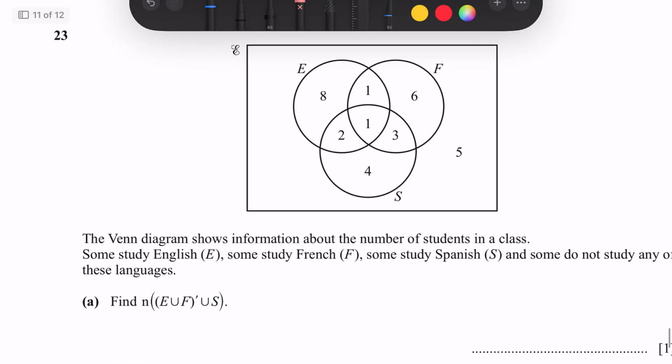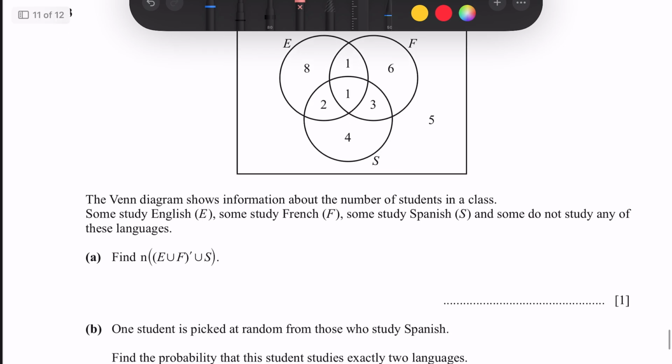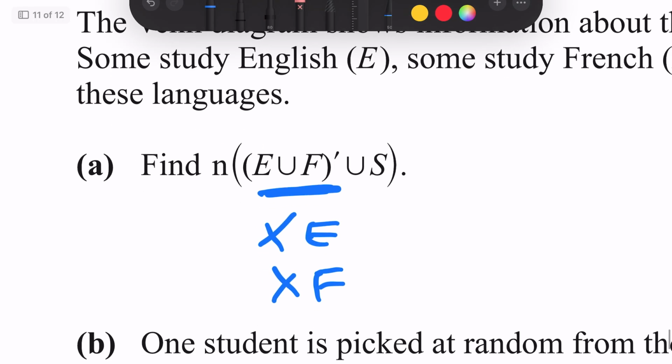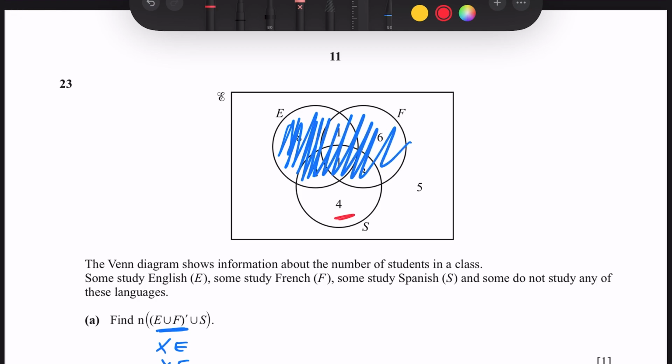23 says the Venn diagram shows information about the number of students in the class. Some study English, some study French, some study Spanish, and some do not study any of these languages. Find the number of (E union F)' union S. So if we break it down, (E union F)' means any numbers that are not in E and not in F, and also not in E union F. Because if I sketch E union F, that's equal to this. So (E union F)' means these numbers that are not in E, not in F, and not in E union F.